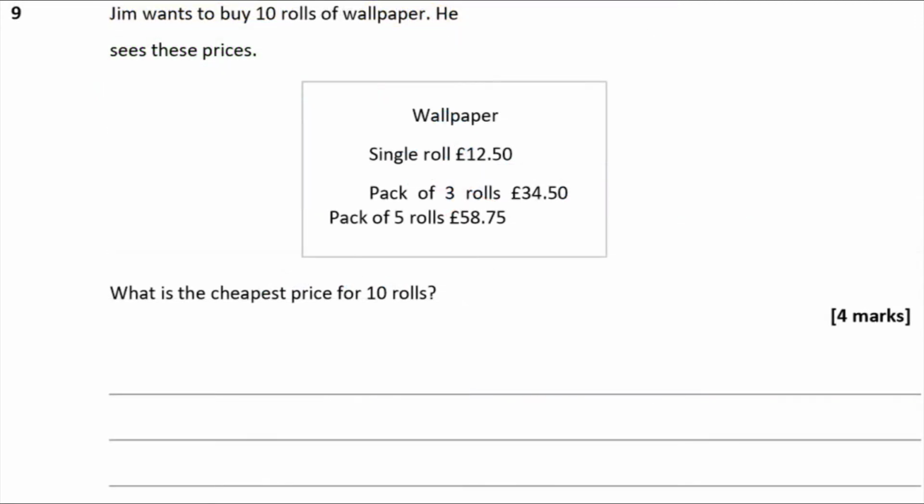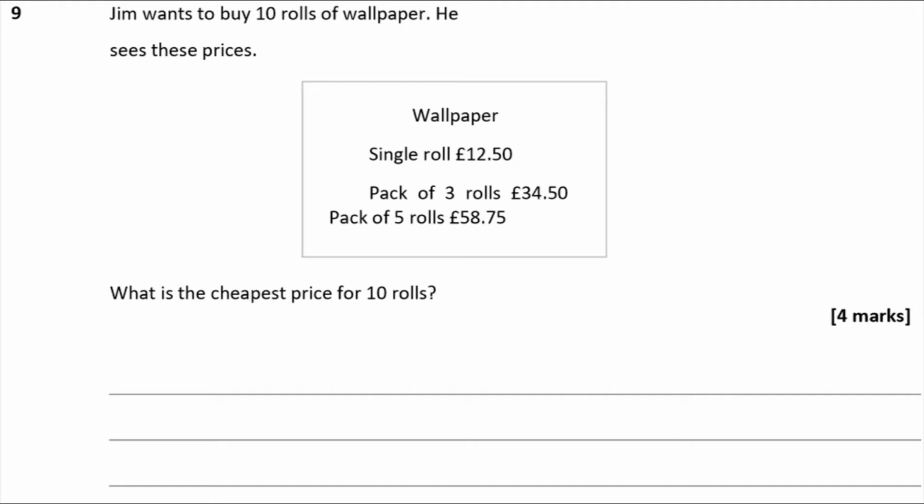Question 9. Jim wants to buy 10 rolls of wallpaper. He sees these prices. So he can either buy a single roll for £12.50, he can buy a pack of 3 rolls for £34.50, or he can buy a pack of 5 rolls for £58.75. Which is going to be the cheapest way then of purchasing 10 rolls?